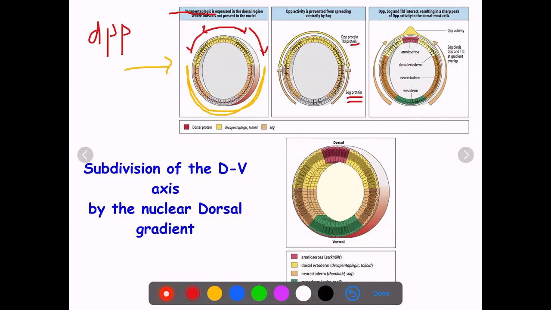And then what SOG does, we need to look at this diagram really carefully. SOG is blocking the function of DPP. It's kind of like a dam that suppresses the DPP activity on the lateral or ventral side. So that's how they can have the final nice balance. In dorsal, the DPP signaling is active, and in ventral, Toll signaling is active.